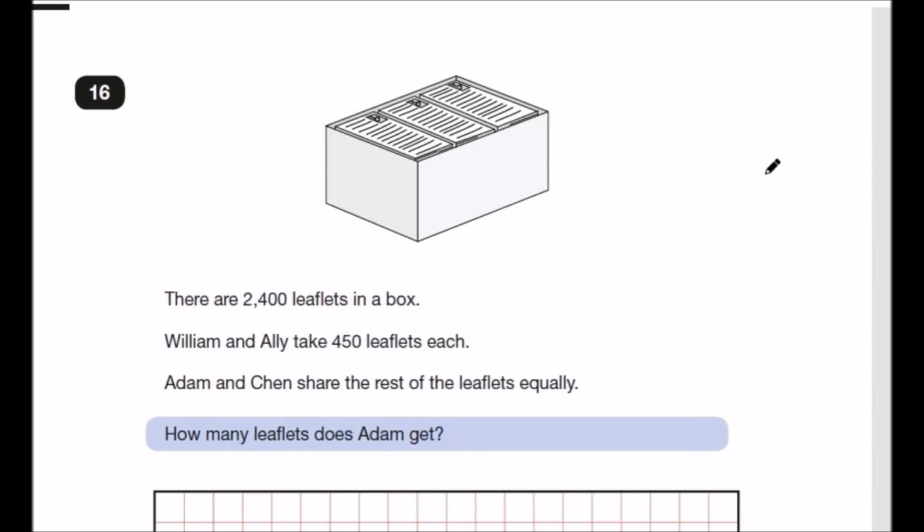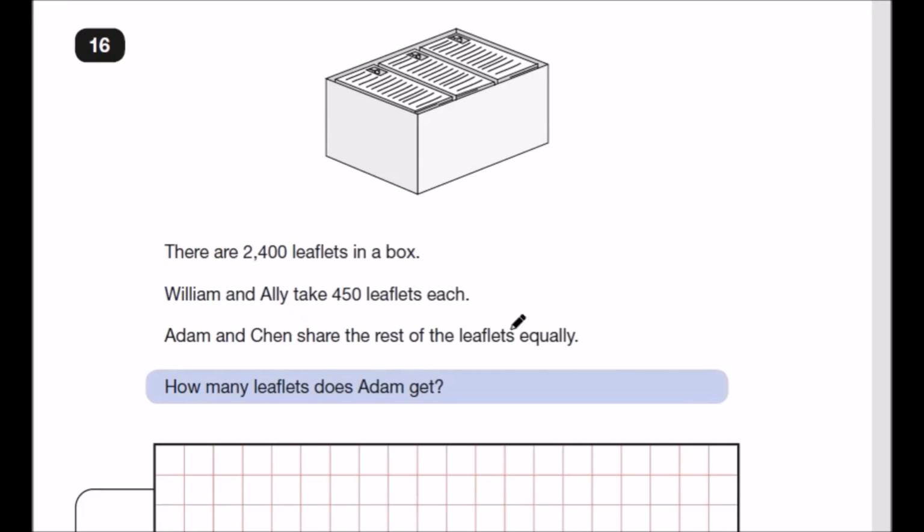Right, question 16. So now we're working with leaflets. There are 2,400 leaflets in a box. God, that's a lot for whoever's distributing them. William and Ali take 450 each. Adam and Chen share the rest of the leaflets equally. How many leaflets does Adam get?